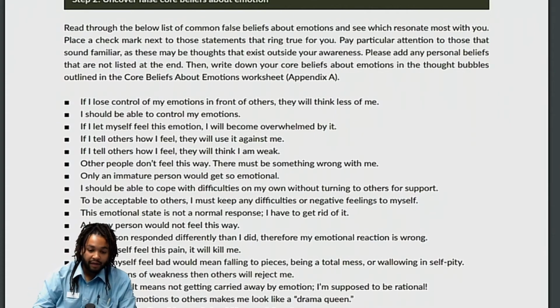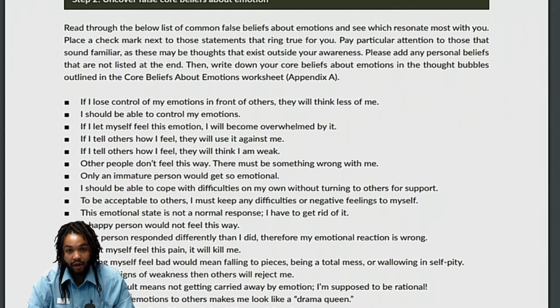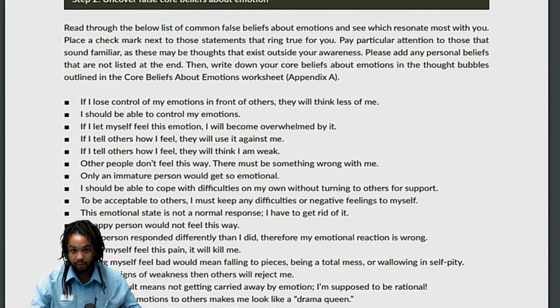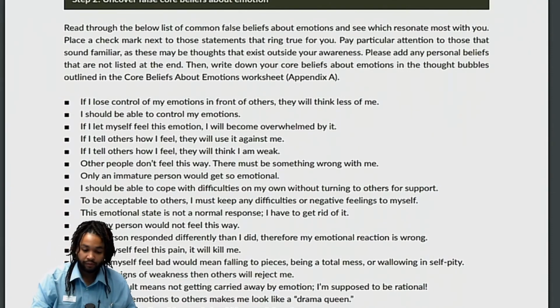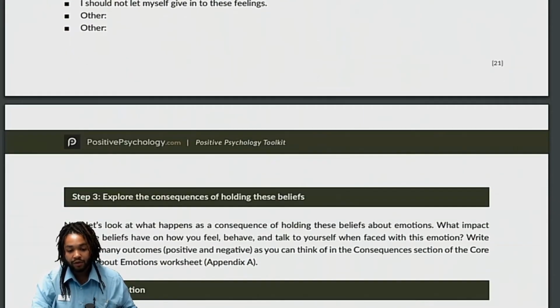Now, if any of these descriptions don't apply to you, then you're more than welcome to add whatever you need to your list so that it matches for you, because this essentially is for you. All right. So now we're going to move down into the third step.